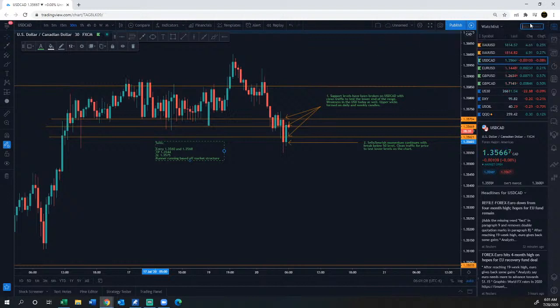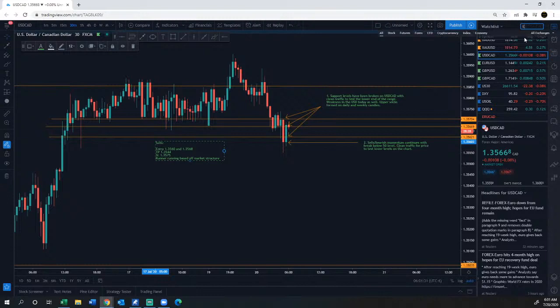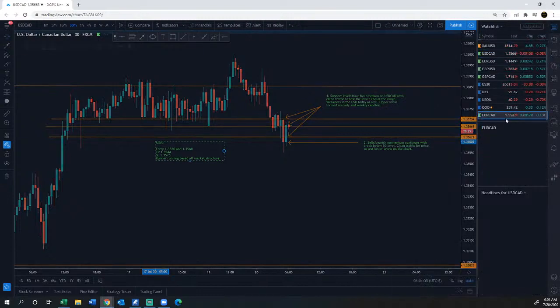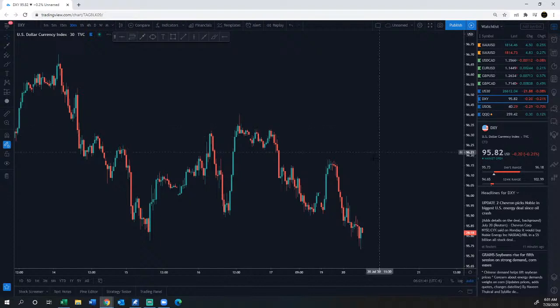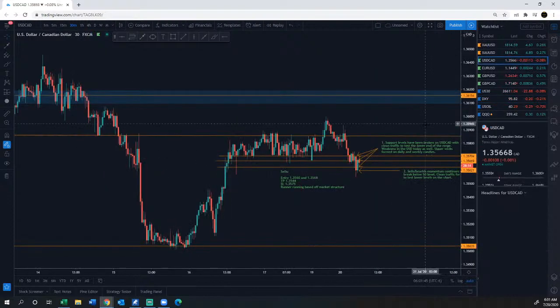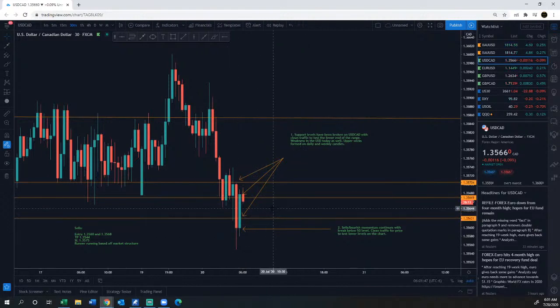I just want to check one pair. Sorry, well, that's not how you do it. There it is. That US dollar did push up at the end over there. Yeah, but it's still bearish.